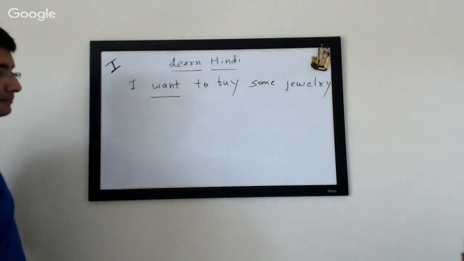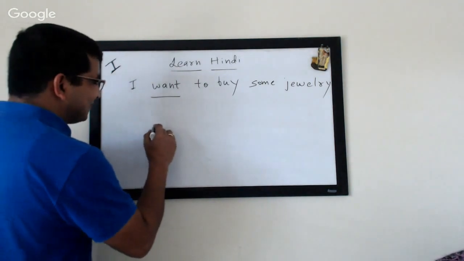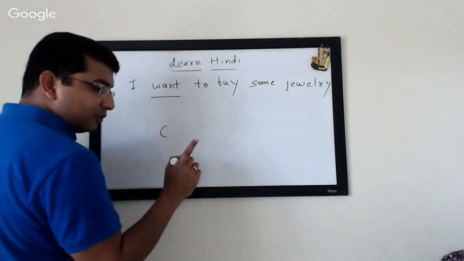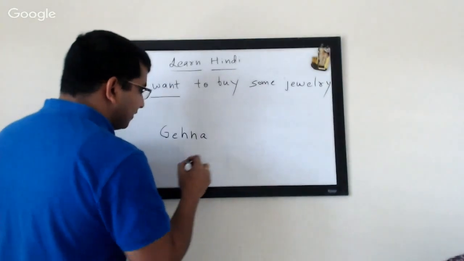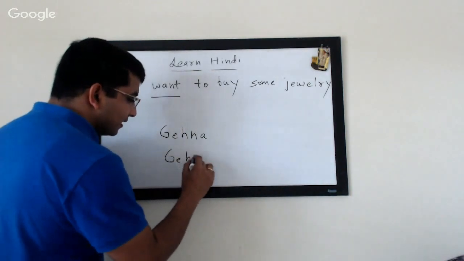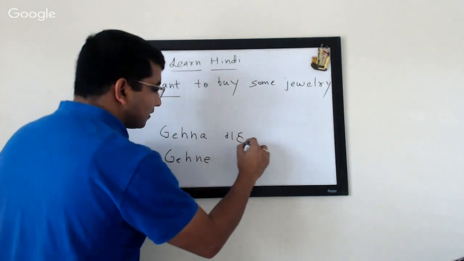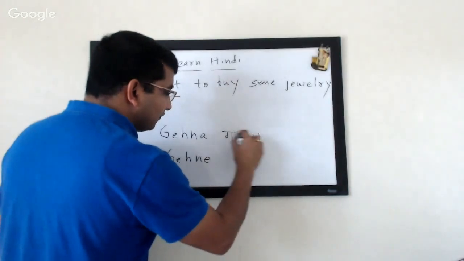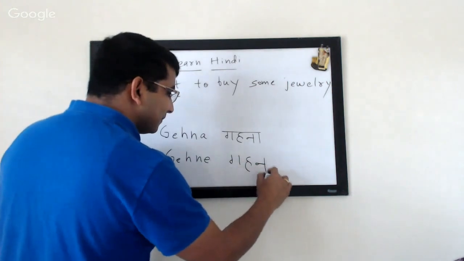So Marcella says, हिंदी में jewelry को क्या कहते हैं? Okay, good. So हिंदी में jewelry, if you're talking about one jewelry, it's called गहना. If you're talking about many, गहने. And that's a generic word for jewelry. I mean, each will have its own name. गहने.